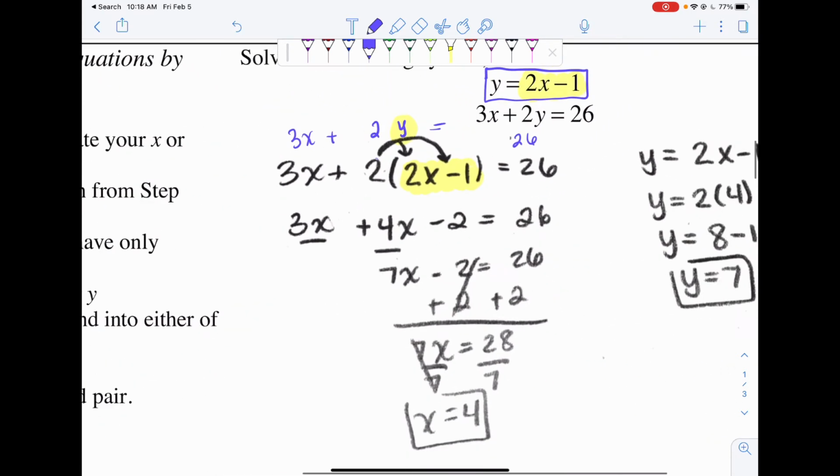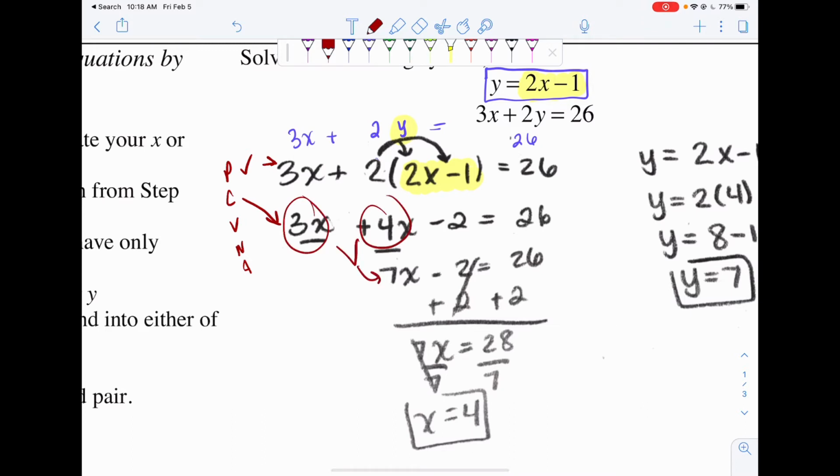So if you look at this equation, we need to combine our like terms. So we basically have to do our PEMDAS. Parentheses are done because we got rid of them in this step. Now we're going to combine our like terms and do 3x plus 4x. 3x plus 4x is 7x. And then we get 7x minus 2 equals 26. So we ask ourselves, are all of our x's on one side? Yes, they are. Are all of our numbers on the other side? Nope, so we have to get rid of our minus 2 by adding 2 to both sides of our equation.